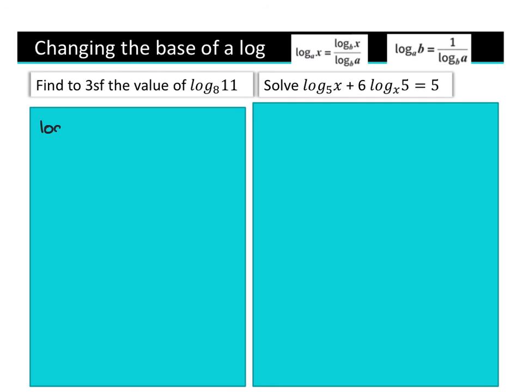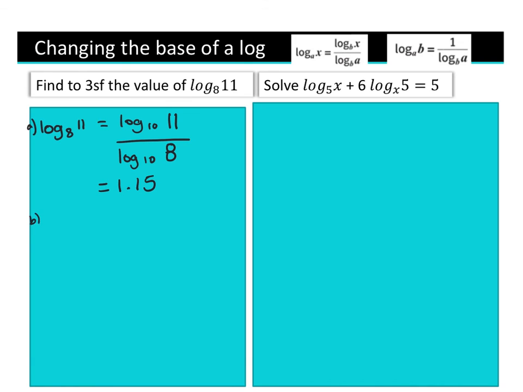We know log to the base 8 of 11 equals, if we want this in log to the base 10, log 11 over log 8. The base 8 now becomes the denominator here, and then 11 is essentially our numerator, okay? So, therefore, when I put this into my calculator, my answer is 1.15.